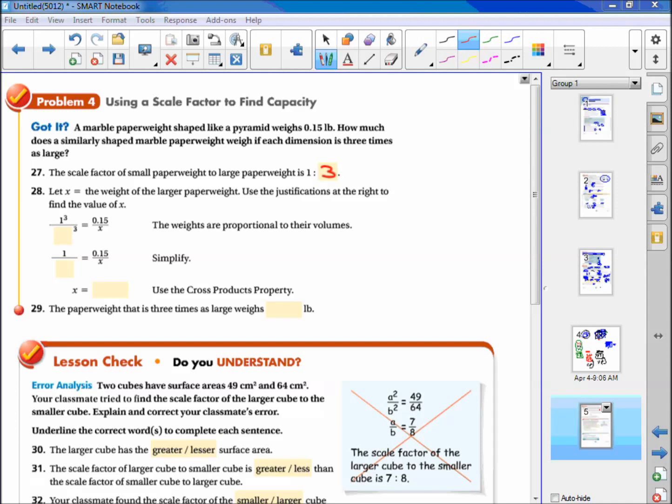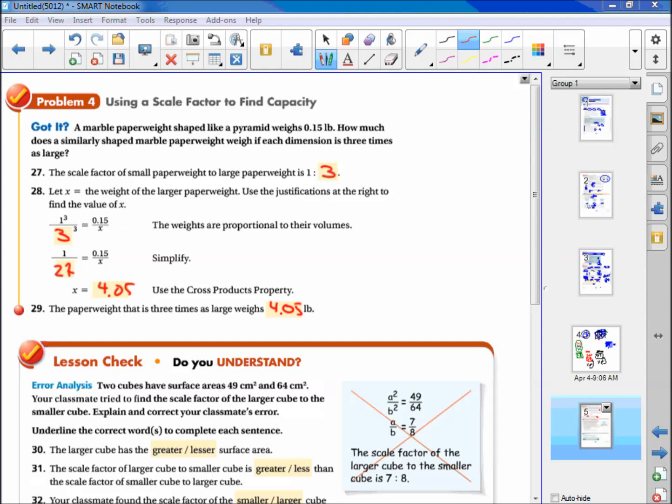So 1 cubed to 3 cubed. Our dimensions are 3 times bigger, but the cubic part's going to be 1 cubed and 3 cubed as our ratio. Okay, and then we knew our weights were 0.15 and our unknown weight. So 3 cubed will give us 27 here. And then we can cross multiply. 27 times 0.15 will give me 4.05. So the paperweight that is 3 times as large weighs 4.05 pounds.